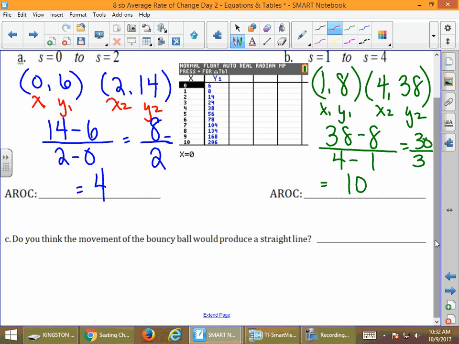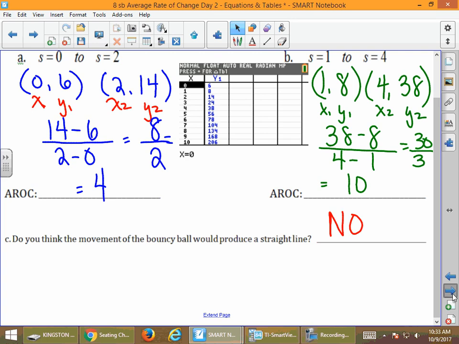Do you think the movement of the bouncy ball would produce a straight line? And we have a couple of people nodding, no. What needs to be the same for us to have a straight line? The slope, the average rate of change. This 4 and this 10 need to be the same value for us to think that it's going to be linear. And because those are different values, it is not going to be.